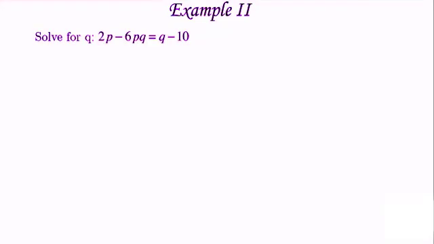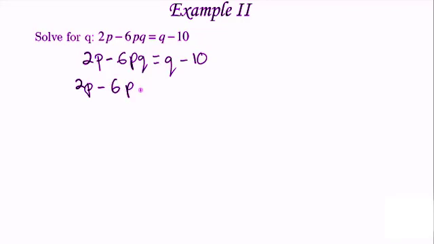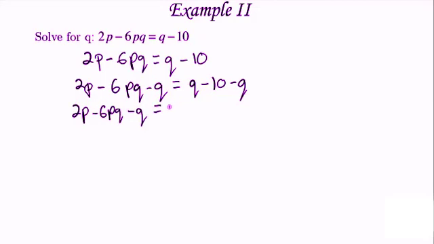In this example, we've been asked to solve for q. 2p minus 6pq equals q minus 10. Since I'm solving for q, I want to get terms containing q on the left. And I see that I have a q over here on the right, so subtract both sides by q in order to move that q to the left. So I have 2p minus 6pq minus q equals negative 10.